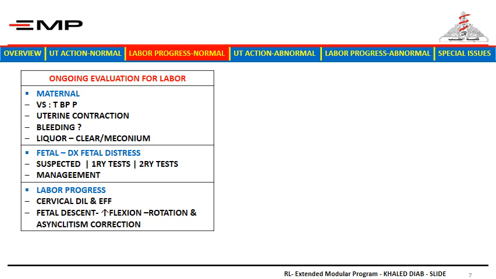Classic intrapartum fetal monitoring includes maternal, fetal, and labor progress assessment. Frequency of assessment is related to the stage of labor and other factors. All have been discussed in previous lectures.